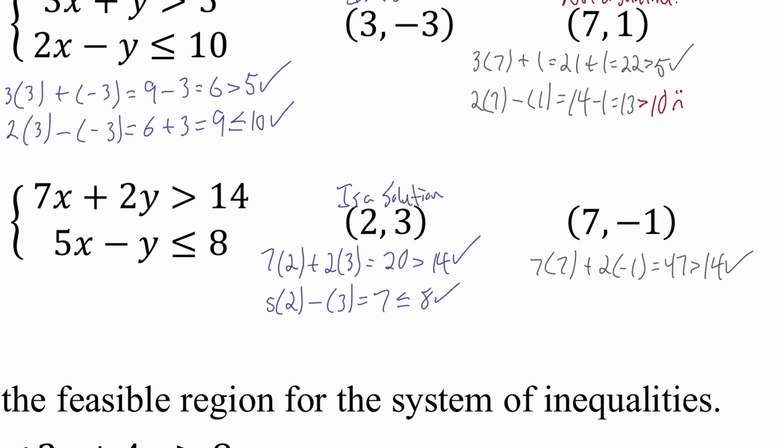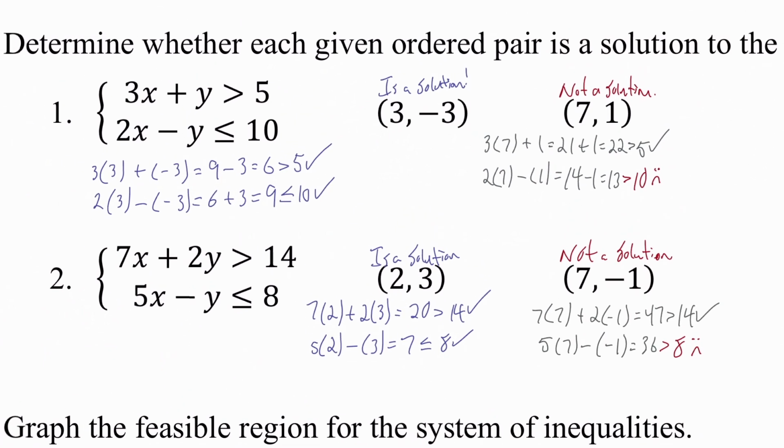And then plugging 7 comma negative 1 into the other inequality. So 5 times 7 minus negative 1. So that's 36. So that does not match that last one. This is greater than 8. It's not a solution. Okay. That's how those go.